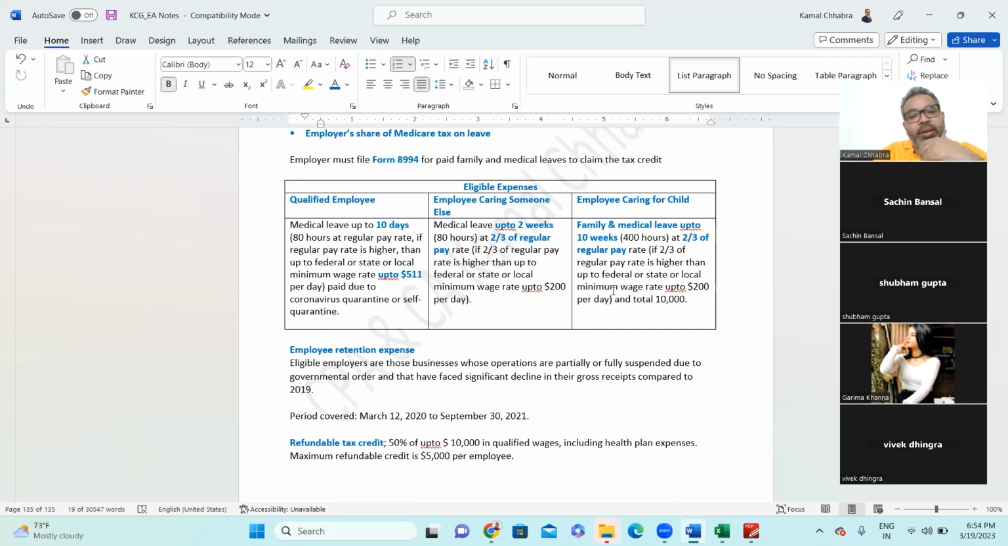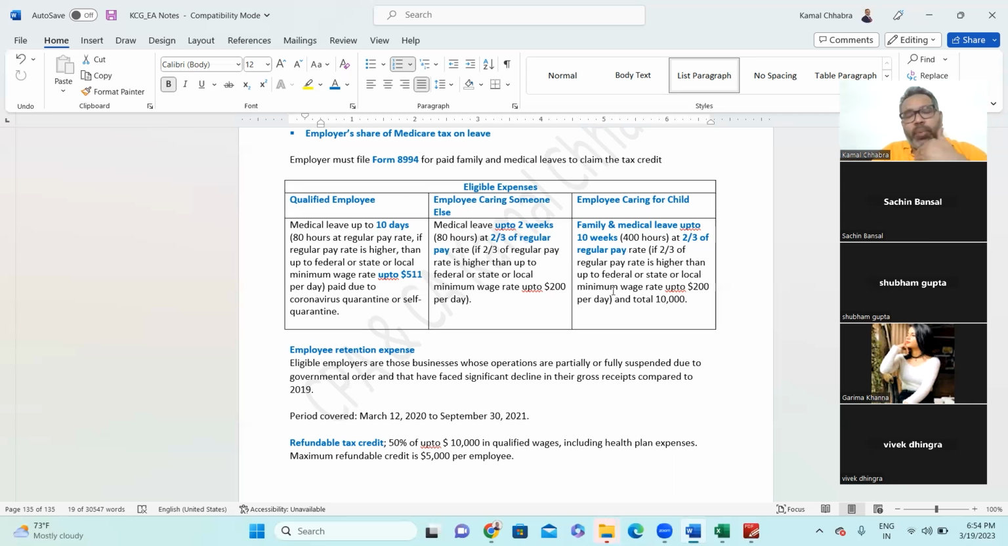Right, here the maximum rate is given as $200 per day. So if the employee's normal wage rate is, let's assume, $600, then you need to pay two-thirds of that, which is $400, or $200, whichever is lower. So at least you need to pay $200.